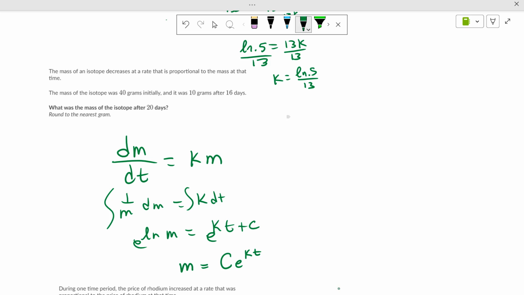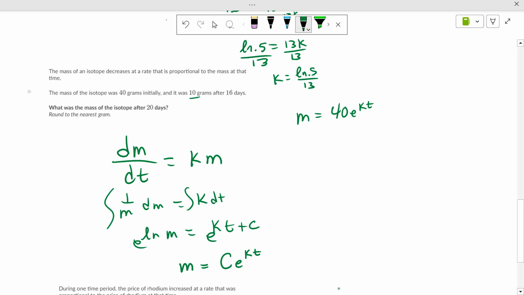All right. So what is our initial value? 40. So if you understand this, m equals 40 e to the kt. Are we all right with that? That we can skip over that, because if t is 0, then 40 equals c times e to the 0, which is 1, that's why we get 40.